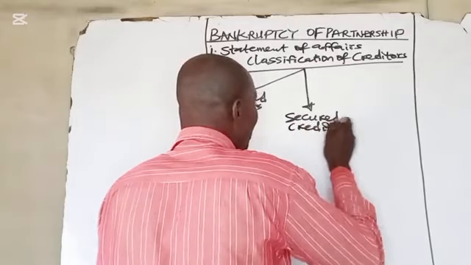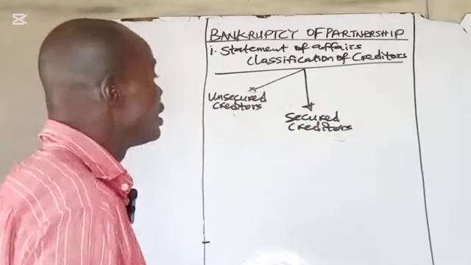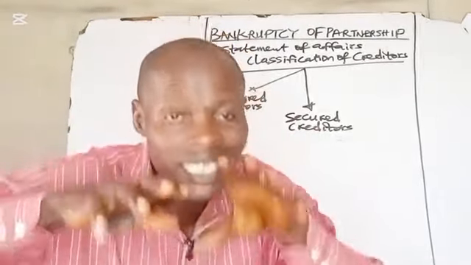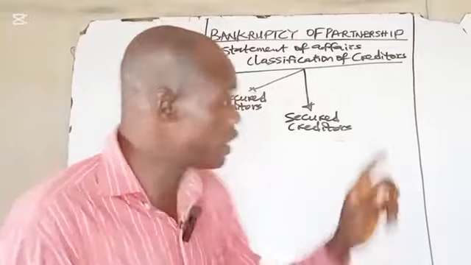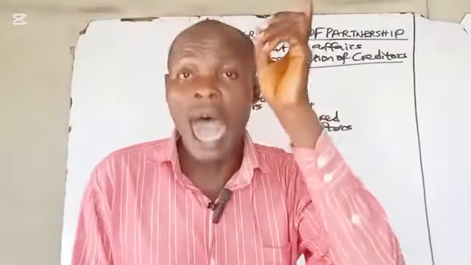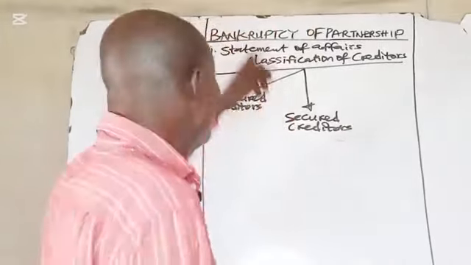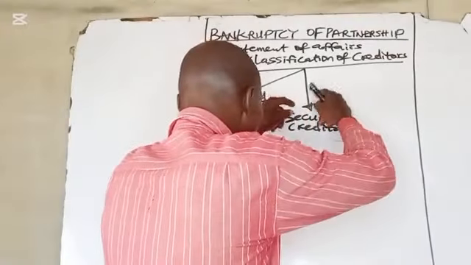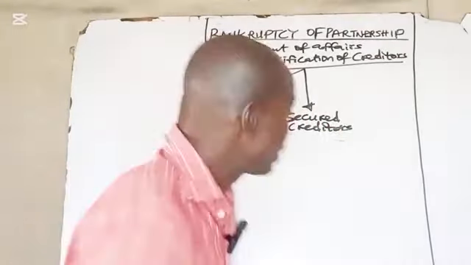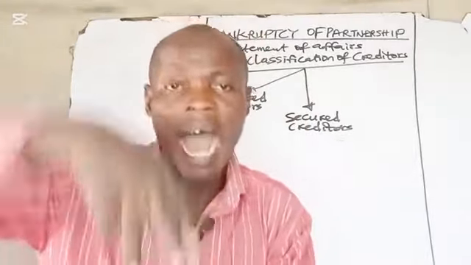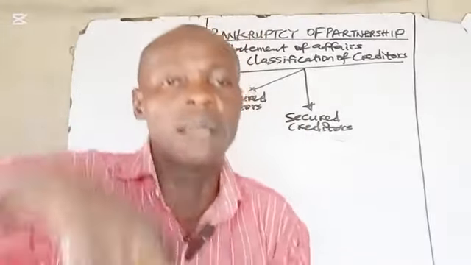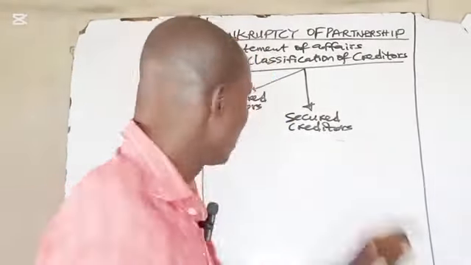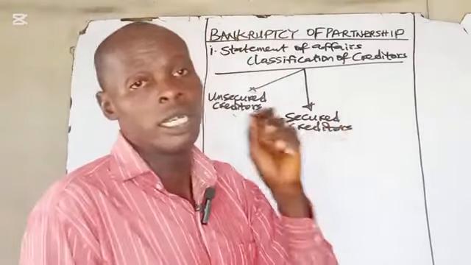Secured creditors are creditors that are pledged on a specific asset of the business. That means an asset of the business is used as collateral in securing those loans or creditors. In obtaining them, a particular asset of the business is used as collateral security. Take note of that. That is secured creditors.